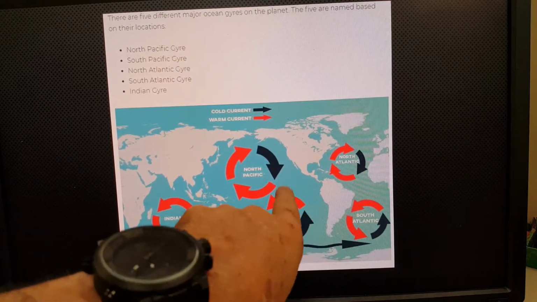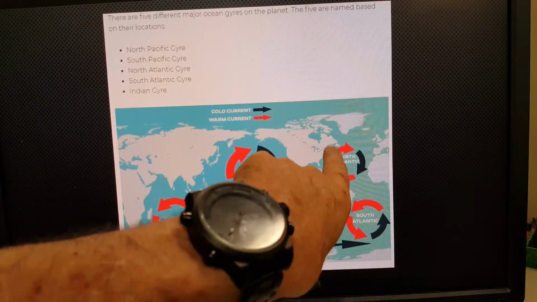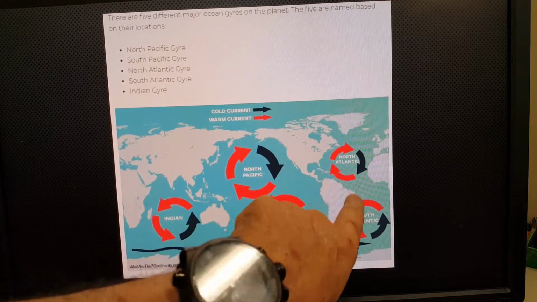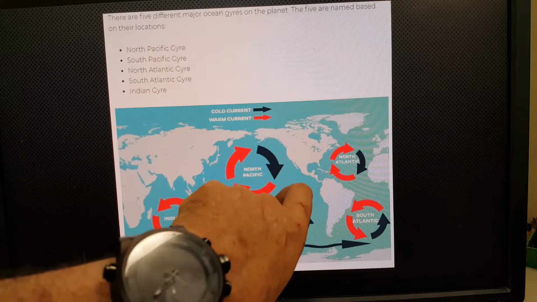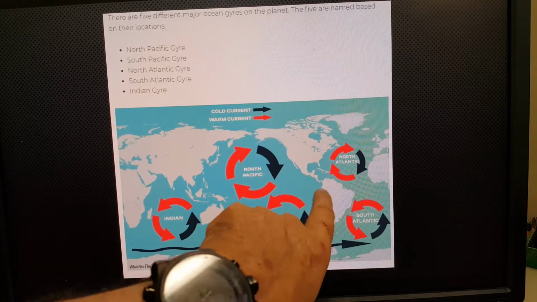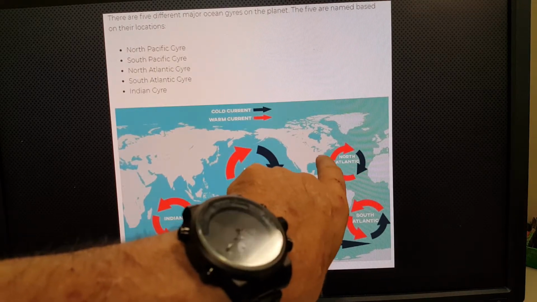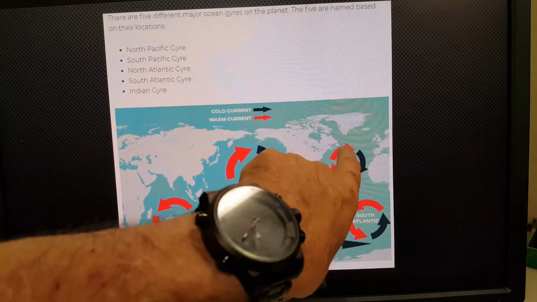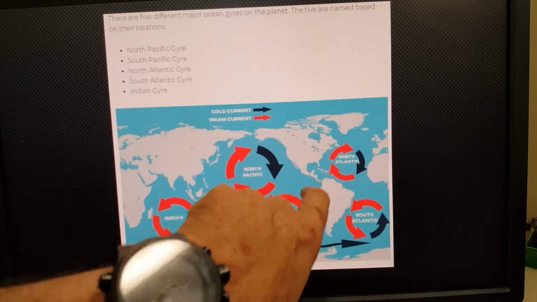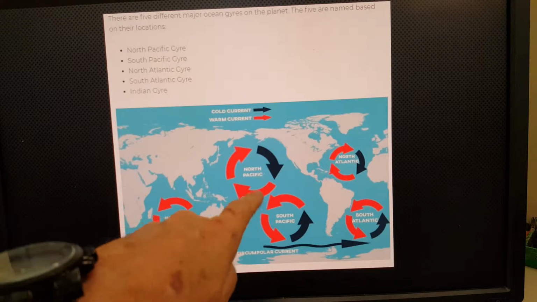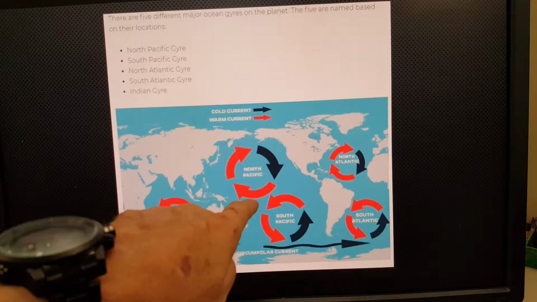Over in the Atlantic, we have the exact same pattern. We have this warm current, the Gulf Stream, that flows north, warms the waters of the East Coast. So the East Coast has warmer waters. And then down by Africa, we have colder waters again. But the main thing to notice is that these currents are rotating clockwise.